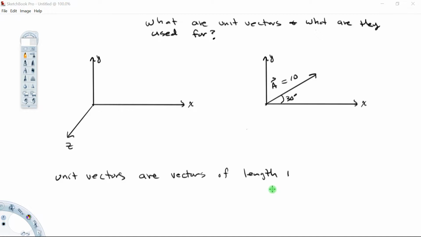Now, unit vectors can point in any direction you want, but the three most common that you'll see in math and physics are unit vectors that point along the x-axis, the y-axis, and the z-axis. And those vectors have specific names. They are called, believe it or not, i, j, and k. Now there's some notation that goes with unit vectors. You'll notice these little hat symbols I put over these three things.